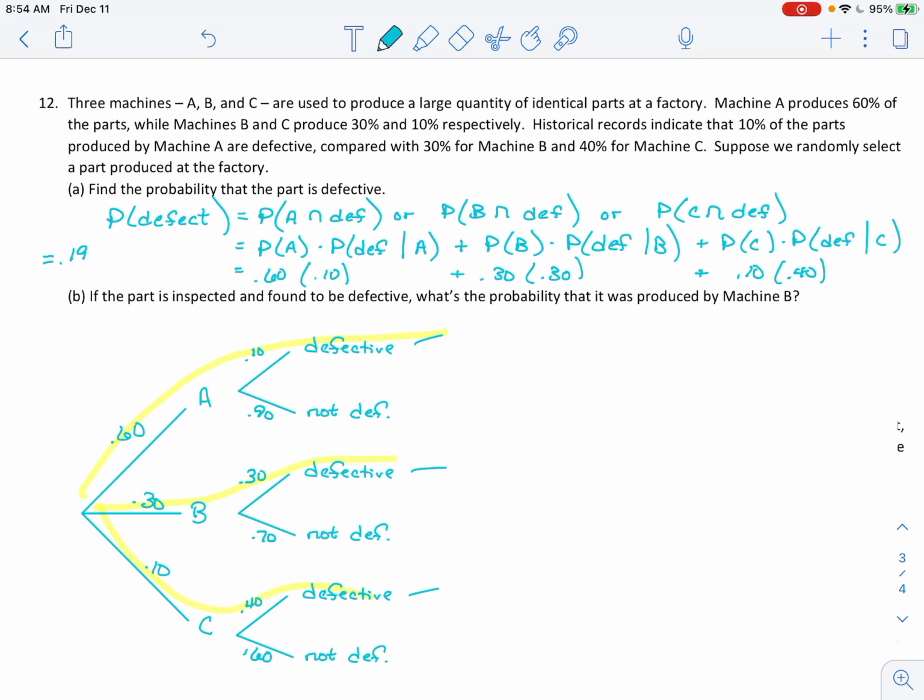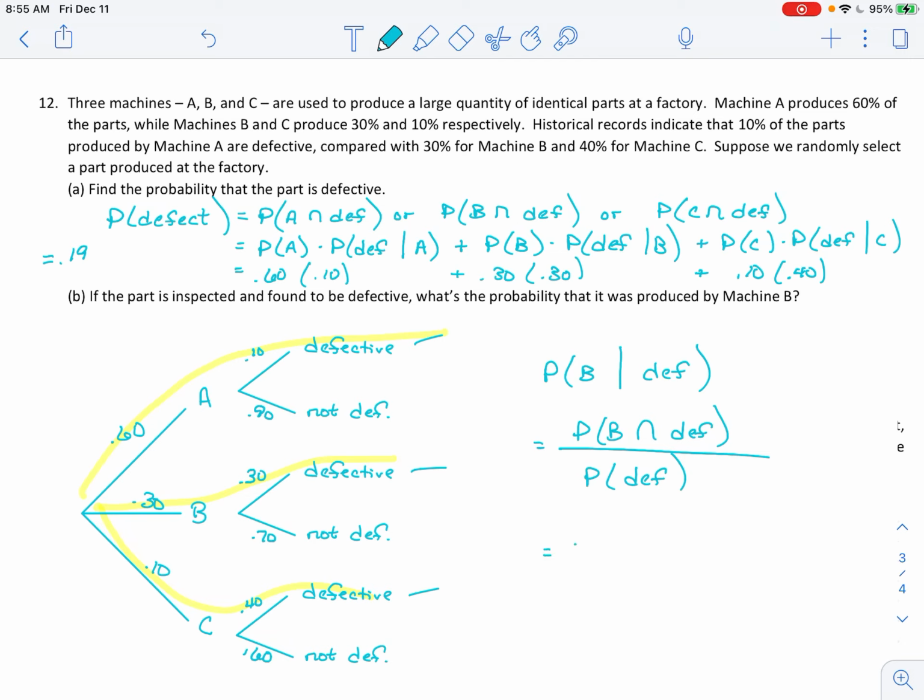Part B says, if the part is inspected and found to be defective, what's the probability that it was produced at machine B? So this means I'm finding the probability of event B given I already know it's defective. And I've mentioned before, you can't work right to left on these tree diagrams, so we're going to have to use our formula. The formula for a conditional probability says to find the probability of both events occurring, B and defective, and divide by the probability that it's defective.